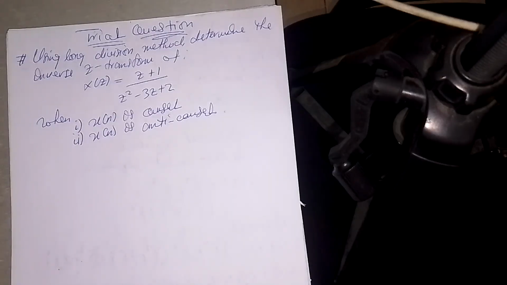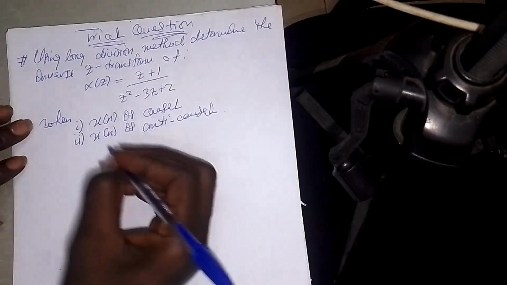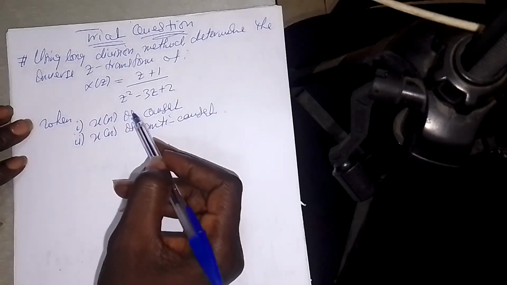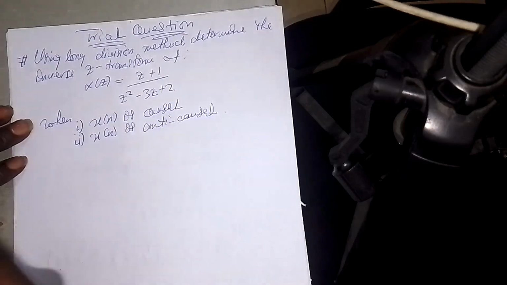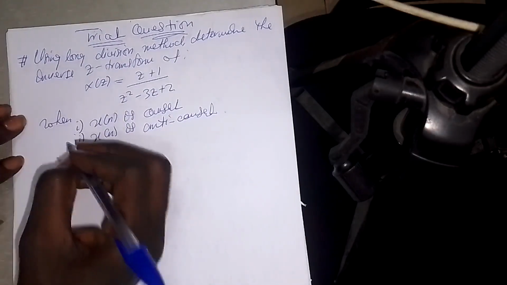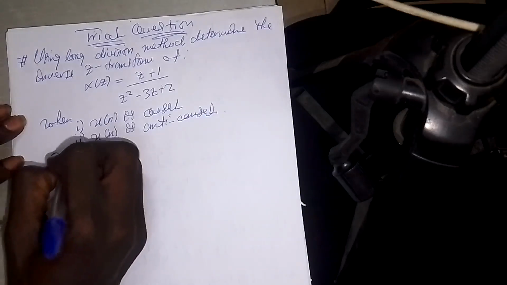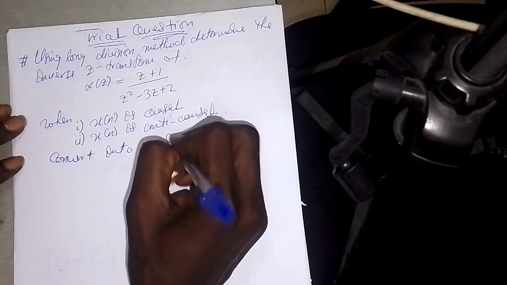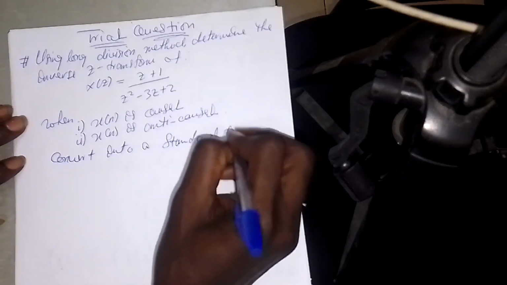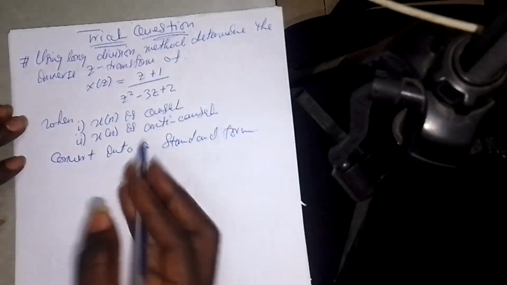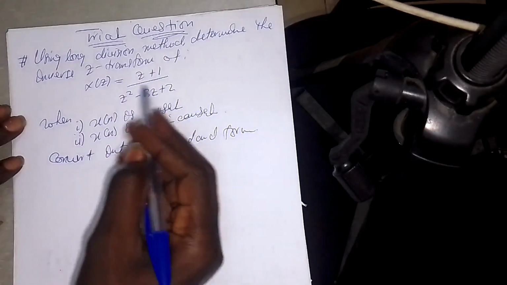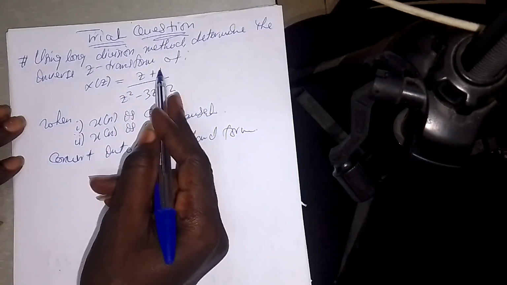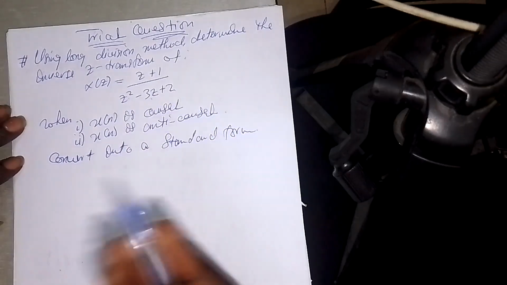So first, when this function is causal, before you even attempt whether it is causal or anticausal, you have to do one thing first. Convert this function into a standard form, by dividing it by the highest power of Z. What's the highest power of Z here? Z exponent 2. So divide by Z exponent 2 throughout.